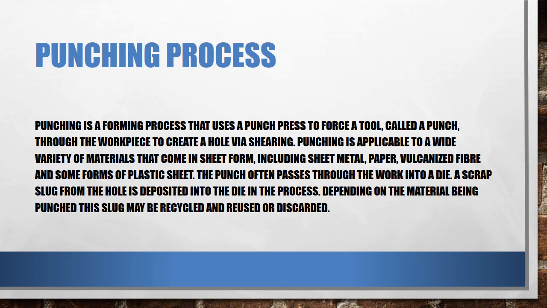The punch often passes through the work into a die. A scrap slug from the hole is deposited into the die. In the process, depending on the metal being punched, this slug may be recycled and reused or discarded.